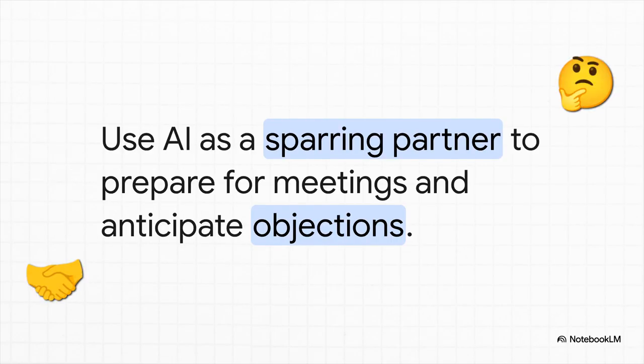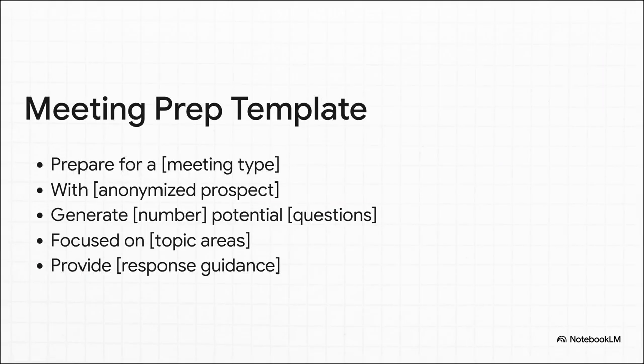Next up, preparing for that big meeting. AI can be an incredible sparring partner, a secret weapon to help you get ready. So, with this template, you anonymize your prospect. For example, you'd say, a healthcare tech prospect evaluating compliance solutions. Then you can ask the AI to generate insightful questions or even potential objections you might face. You can even ask it for response strategies. You get all these strategic insights without ever revealing who the meeting is actually with.